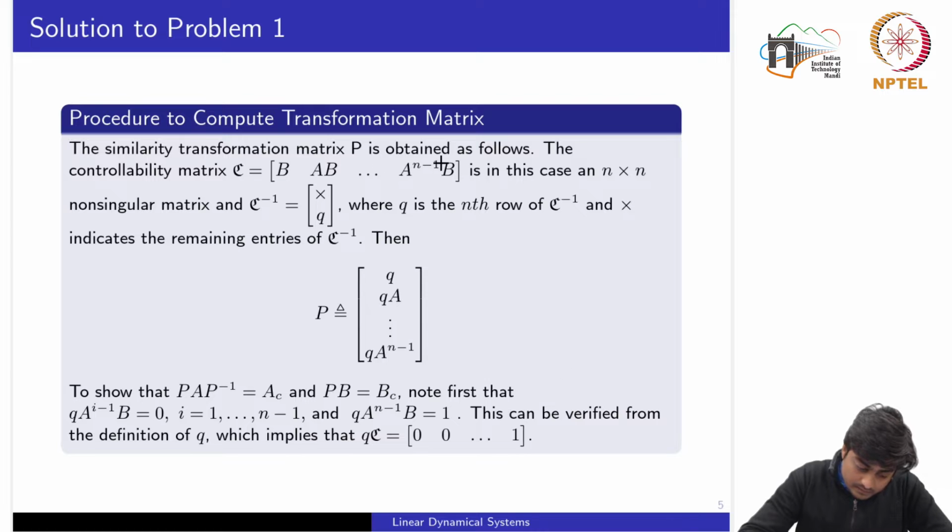The procedure starts here: we write the controllability matrix, which is in the standard form B, AB, up to A to the power n minus 1 B of an n-dimensional system. After computing the controllability matrix, we compute its inverse, and we take only the nth row of this inverse matrix. The upper elements we are not concerned with. Once we have extracted the last row of this inverse matrix, which we call Q, we form a P matrix defined by Q, QA, up to Q into A to the power n minus 1. This P would result in this A_C and B_C, which would be in the standard form we had seen in the last slide.